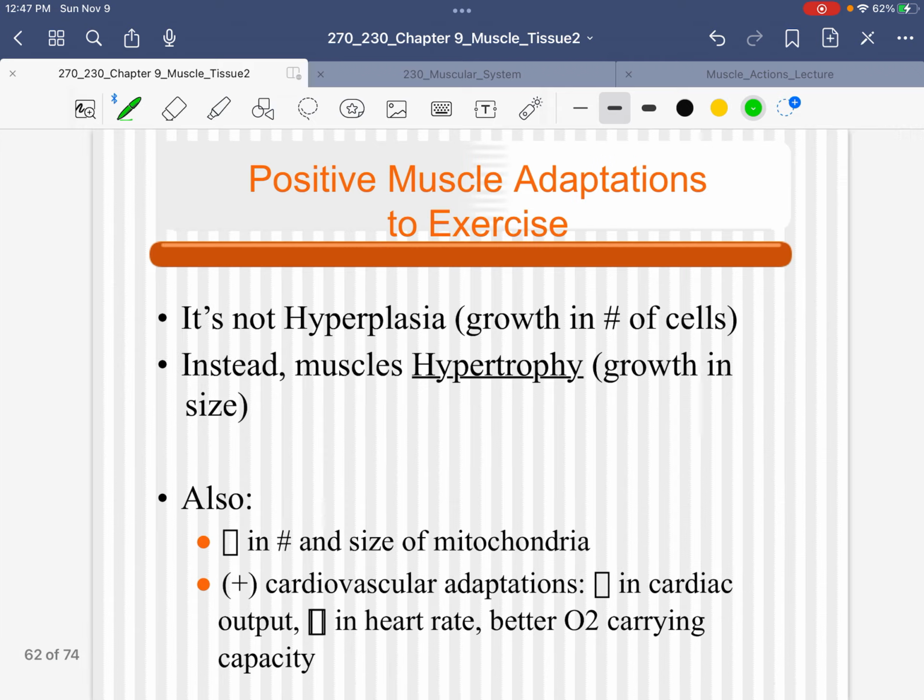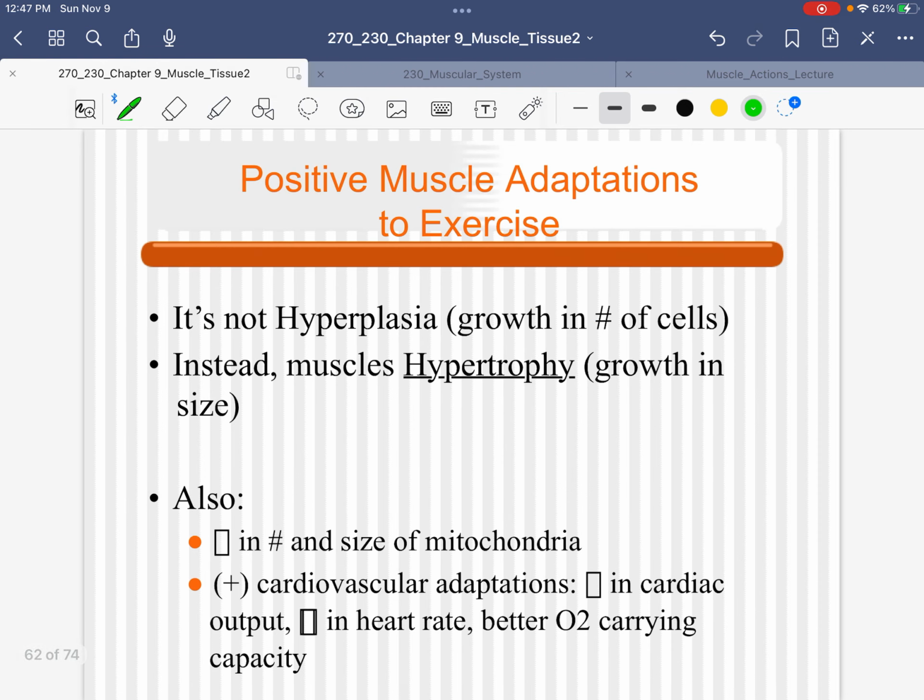Couple things. I'm not going to ask you about rigor mortis. Oh, here, I already had it on here. It's not hyperplasia. I get carried away, folks. It's more that we increase in size, and that's hypertrophy. So I'd like you to just know that.